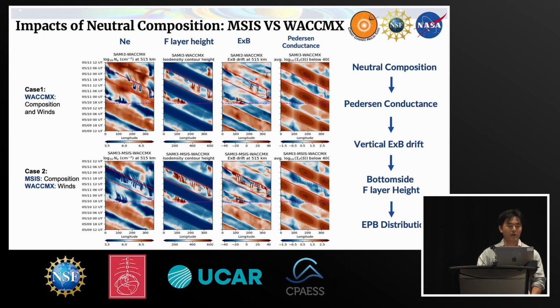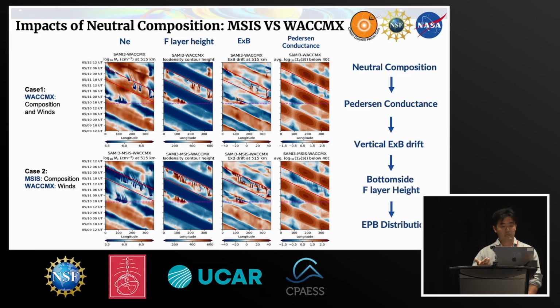So we examined the bottom-side F layer height, the E cross B speed drift, and the Pedersen conductance. If we focus on this region, there are no bubbles in SAMI3 WACCM-X here. You can see the conductance for SAMI3 AMSIS WACCM-X is lower, and we also see a much stronger vertical E cross B drift and a higher bottom-side F layer height. So this explains the difference: in SAMI3 WACCM-X there's no bubble here, but here there are very significant bubbles.